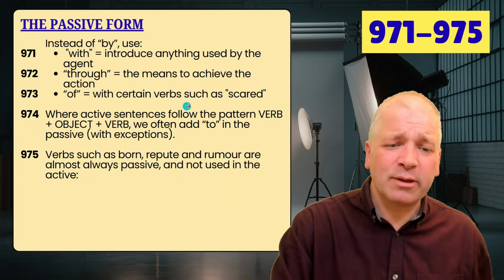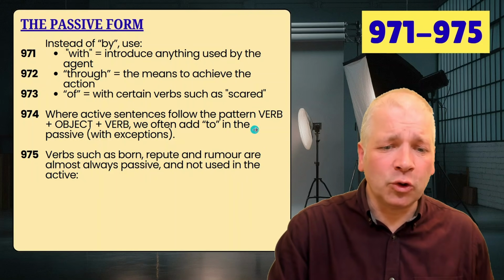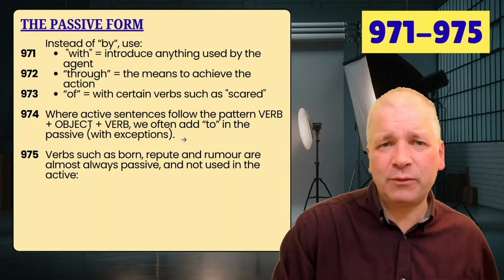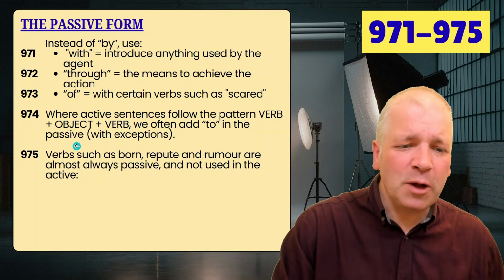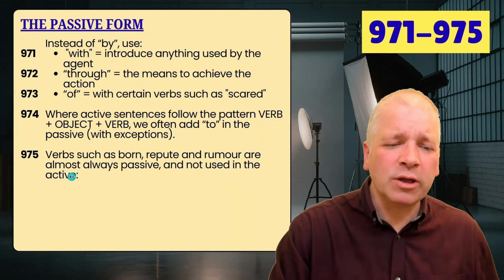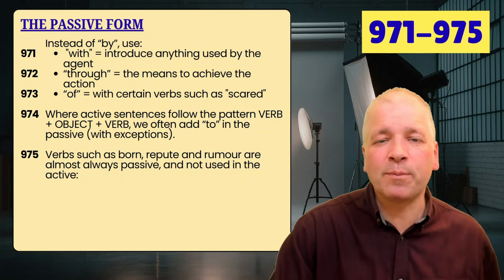When active sentences follow the pattern verb, object, verb, we often add "to" in the passive, with exceptions. Again, watch my more detailed video on the passive to see examples of this. Verbs such as born, repute and rumour are almost always passive and not used in the active. So you cannot say "I born something", you have to say "I was born".